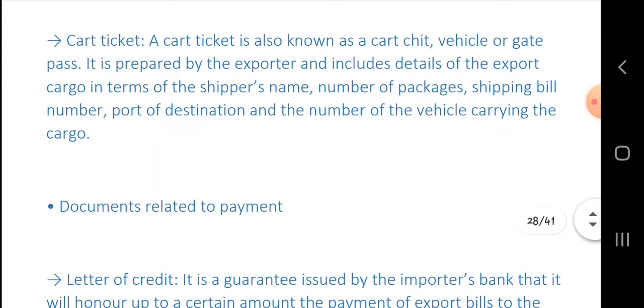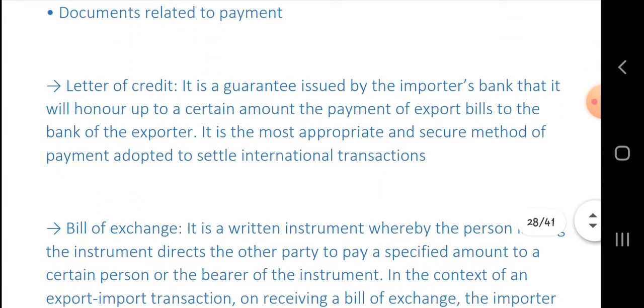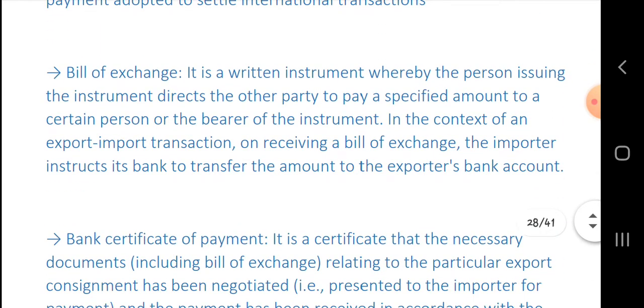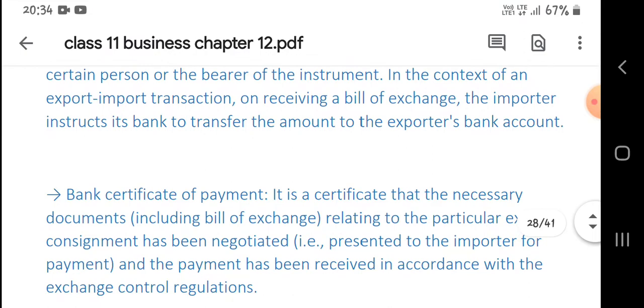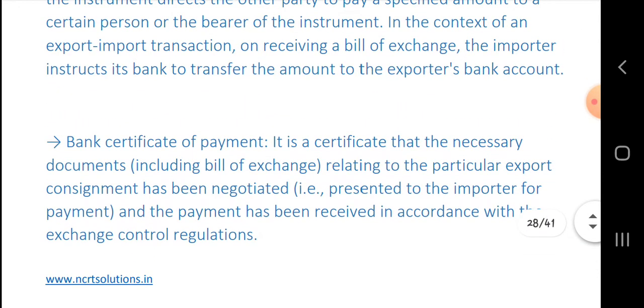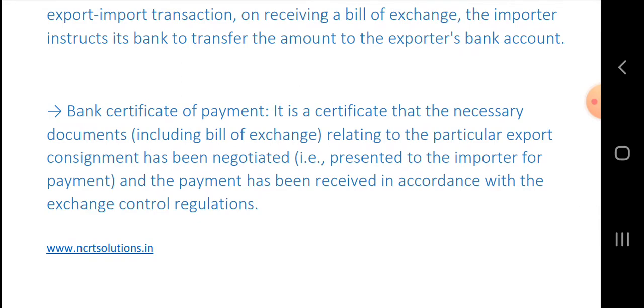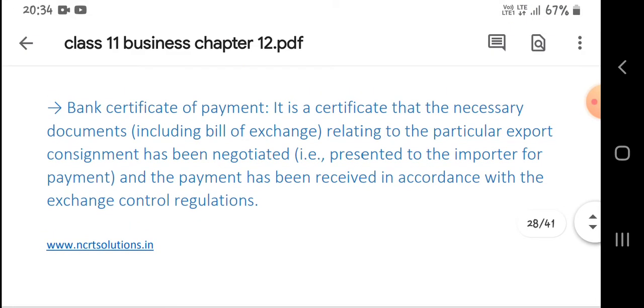Next, cart ticket, which is also known as cart chit, vehicle pass or gate pass. And documents related to payment: letter of credit is a guarantee issued by the importer's bank that it will honor, up to a certain amount, the payment of the export bill to the bank of the exporter. And bill of exchange is the written instrument whereby the person issuing the instrument directs the other party to pay, that is necessary documents relating to the particular export.